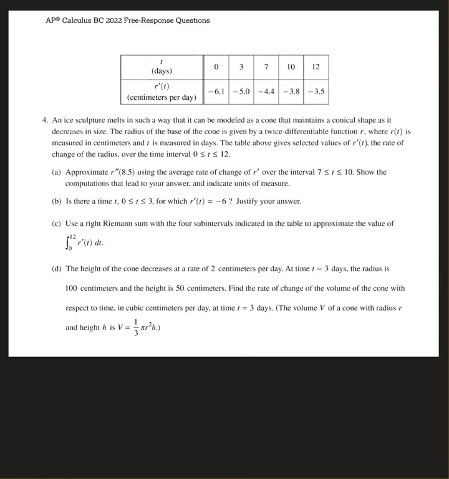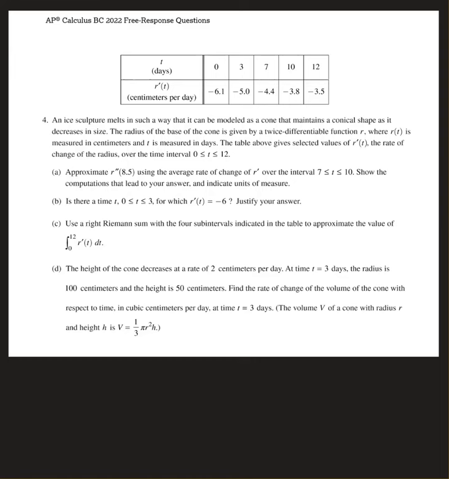The table above gives selected values of r prime of t, the rate of change over the time interval 0 is less than or equal to t is less than or equal to 12. For part A, we need to approximate r prime prime of 8.5 using the average rate of change of r prime over the interval 7 is less than or equal to t is less than or equal to 10. Show the computations that lead to your answer and indicate units of measure.